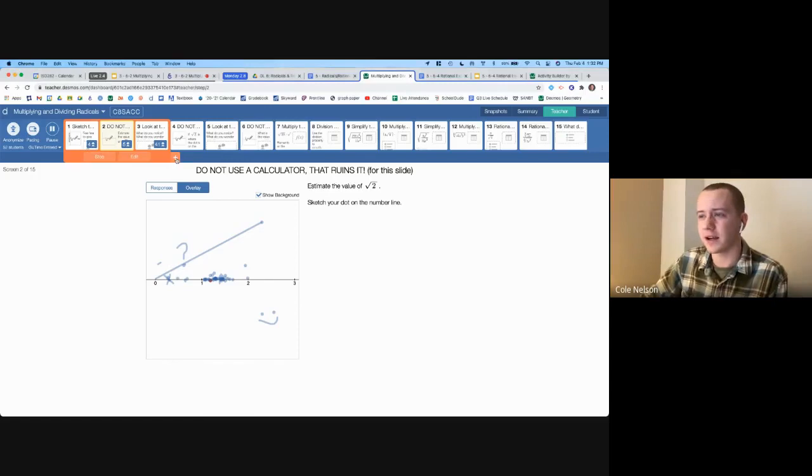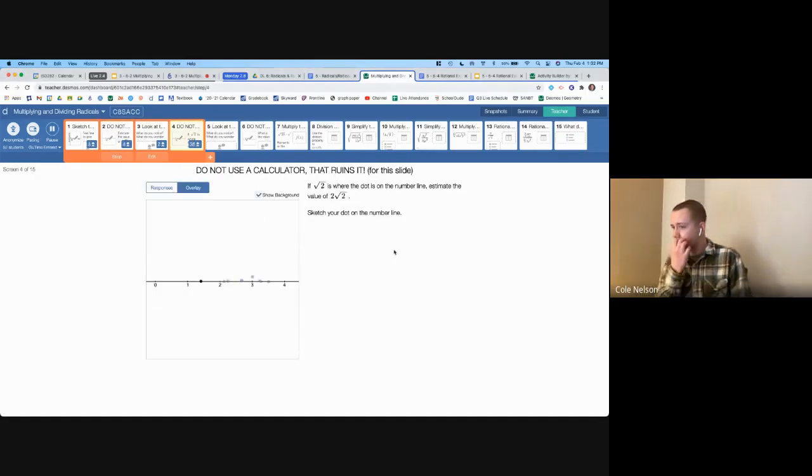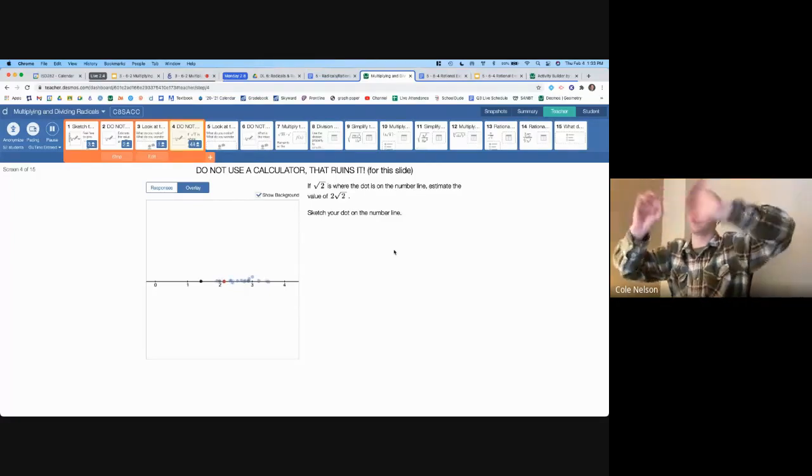Okay, on slide 4, I'm giving you where the square root of 2 is on the number line. What I want you to do is put a dot where 2 times the square root of 2 is. And I'm leaving the overlay up on Meet also, so you can go back to the Meet and see the projection of where everybody's putting their little dots.